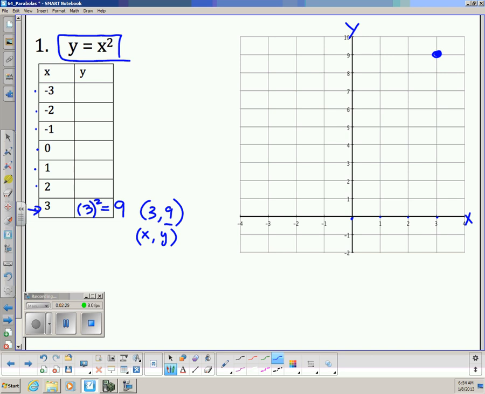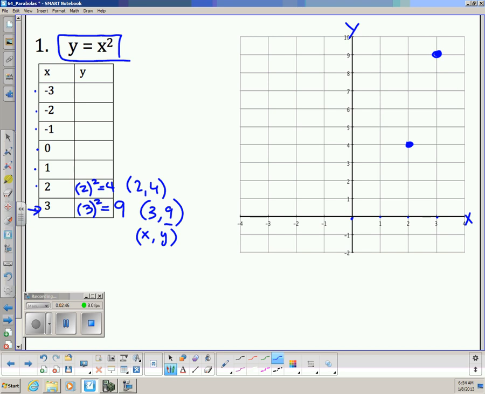All right, I want to continue to do this. So instead of 3 being the x value, 2 is the x value. So 2, if I square it, I get 4. So the point 2, 4 is now on my graph. So I go 2, then 1, 2, 3, 4.